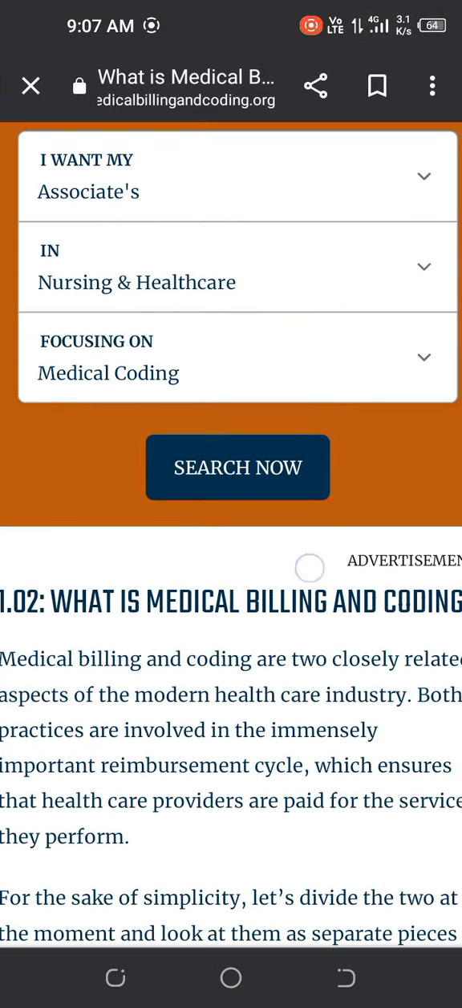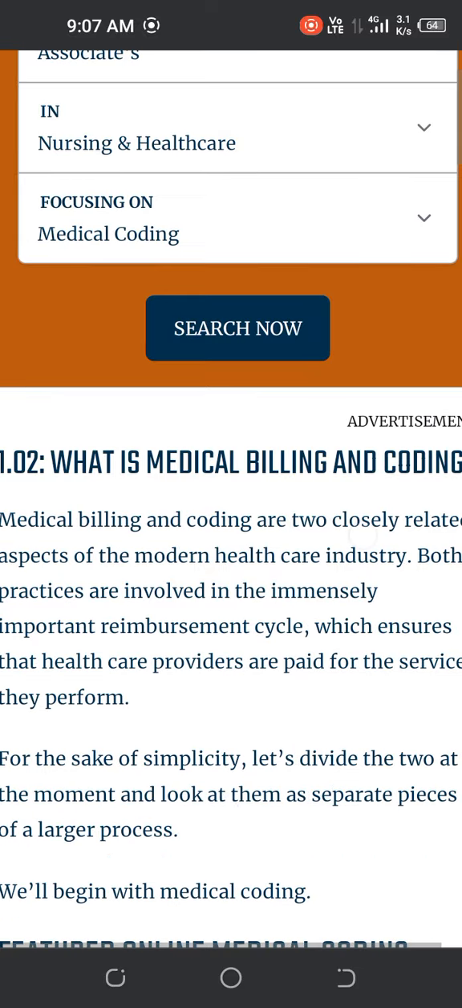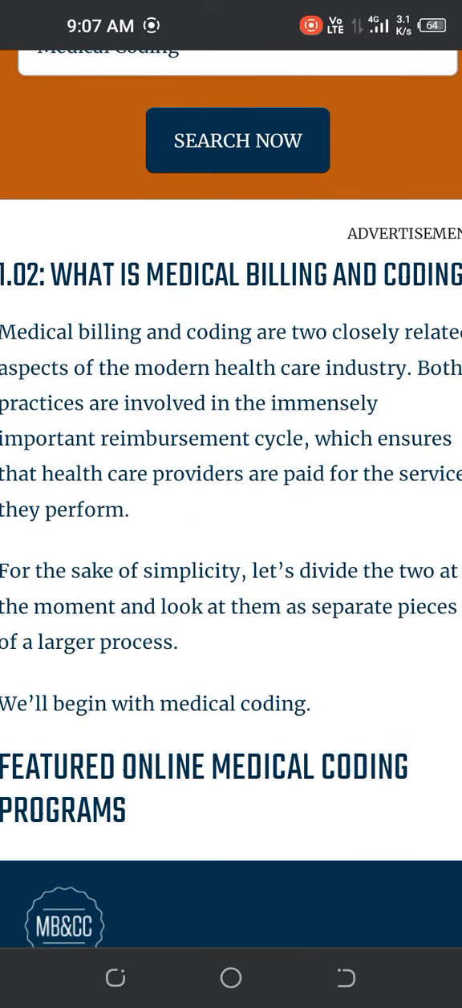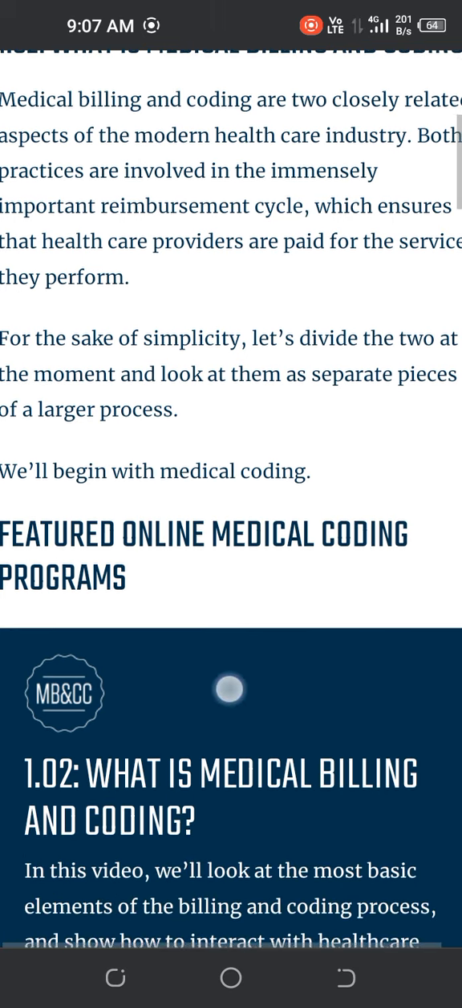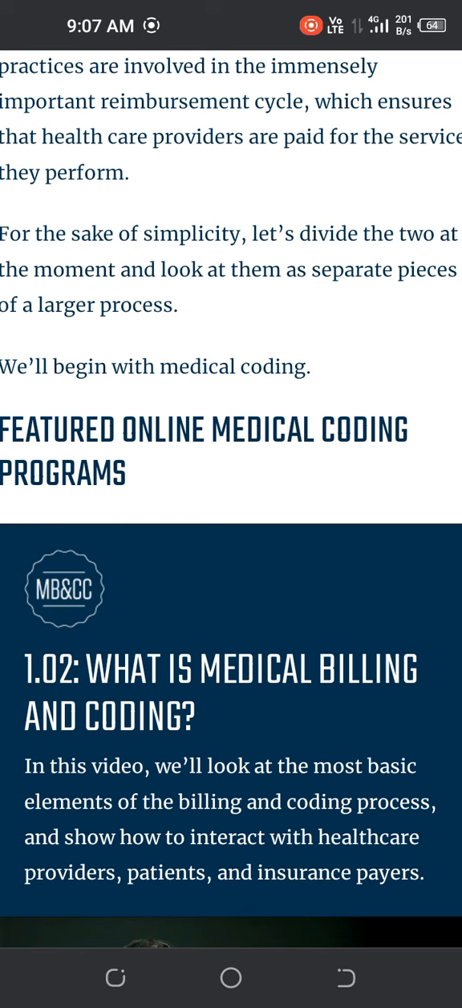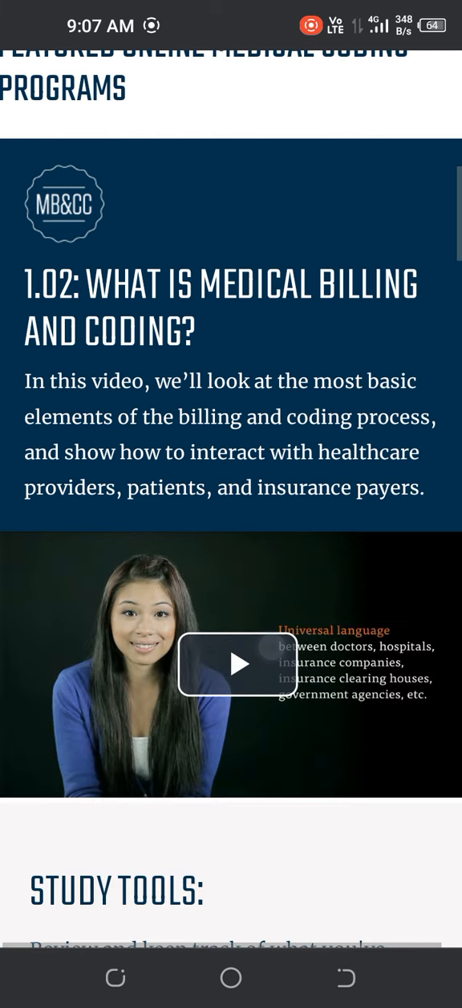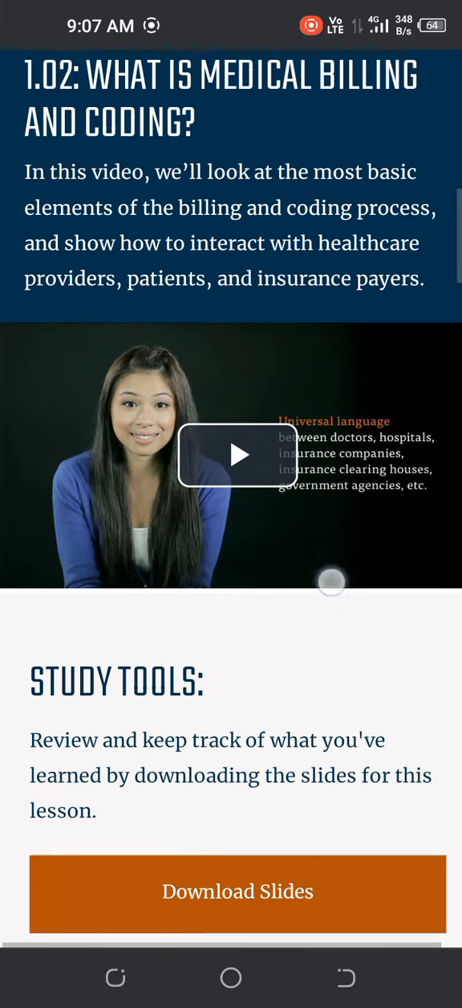This is the link naming MB and CC. What is medical billing and coding? Medical billing and coding are two closely related aspects of the modern health care industry. Both are practices involved in the immensely important reimbursement cycle, which ensures that healthcare providers are paid for the services they perform. For the sake of simplicity, let's divide the two at the moment and look at them as separate pieces of a large process.